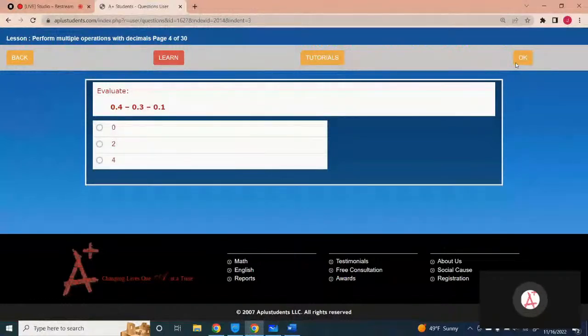Okay, the next one is 0.4 subtract 0.3 subtract 0.1. So it would be, you have to simply subtract. 0.4 subtract 0.3 is 0.1, and 0.1 subtract 0.1 is 0. Got it? So just select the correct option and then click on the OK button.